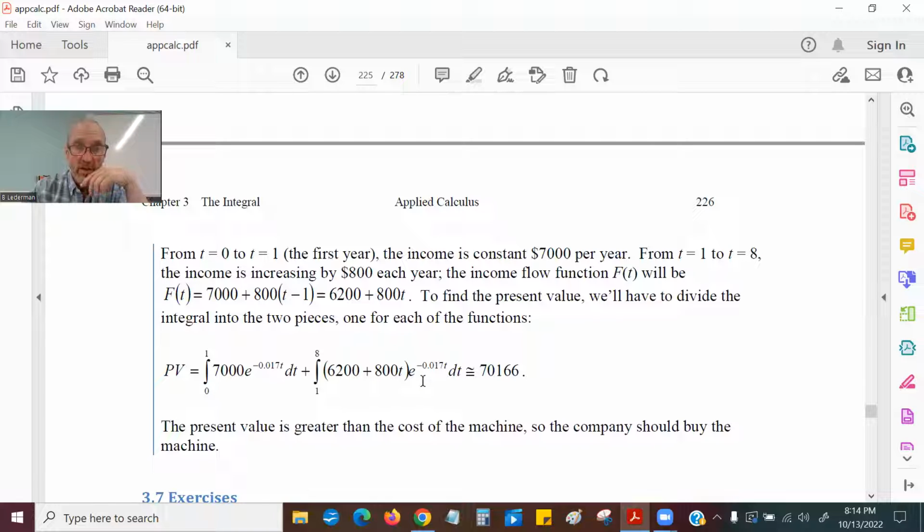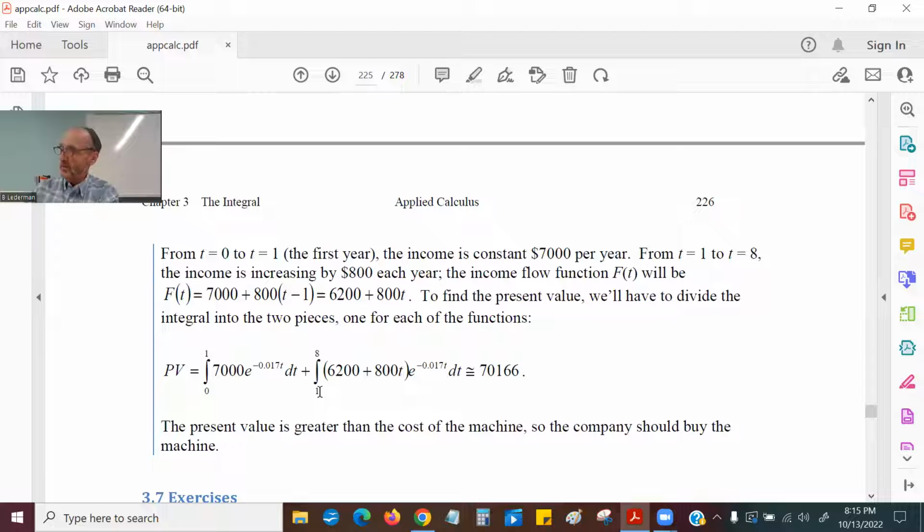times e to the negative 0.017t dt. And if we crunch this out, we're going to get 70,000, which is greater than what they're charging. They're asking 60 something thousand. So the company should buy the machine. But let's work through this. Let's work through this integral together.